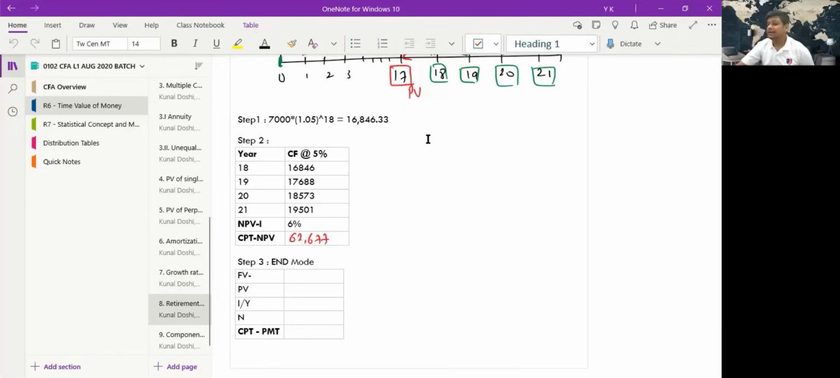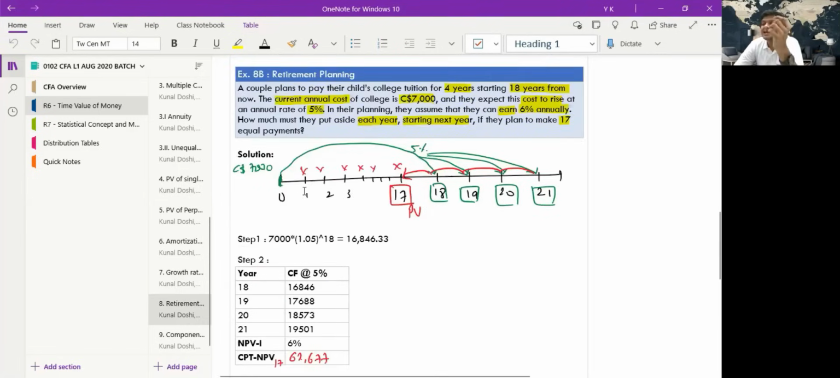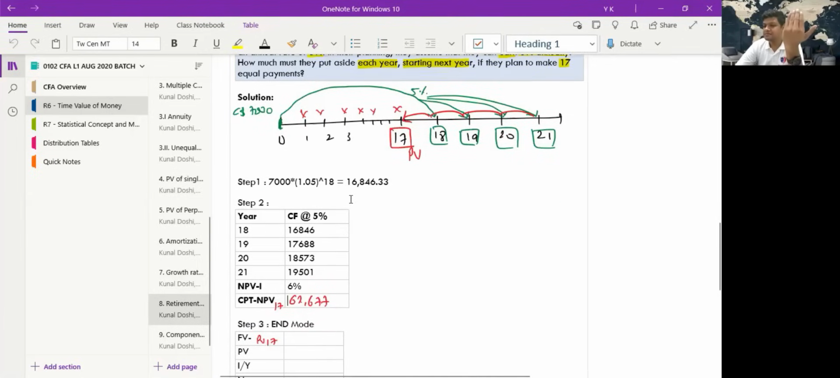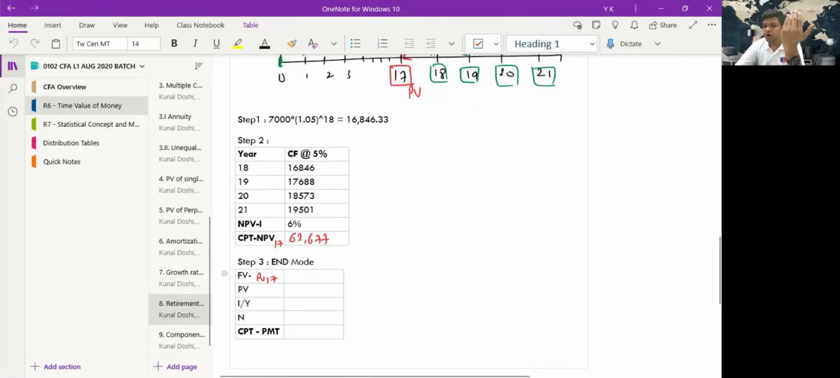17 years. But for this, what is my present value at the end of 17? It is nothing but the future value that I want to accumulate, right? And when is my investment going to begin? At the end of each year for 17 more years. Clear? Now it's very much easier. What is the future value you want to accumulate, guys? You want to accumulate 62,677 as your future value. Your PV will be 0.